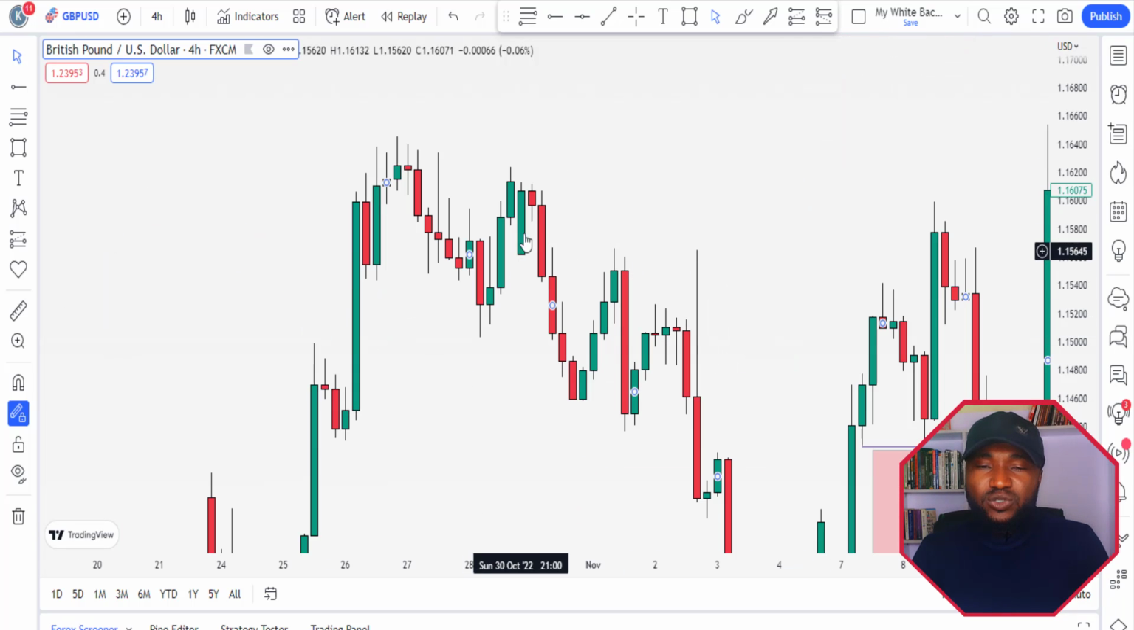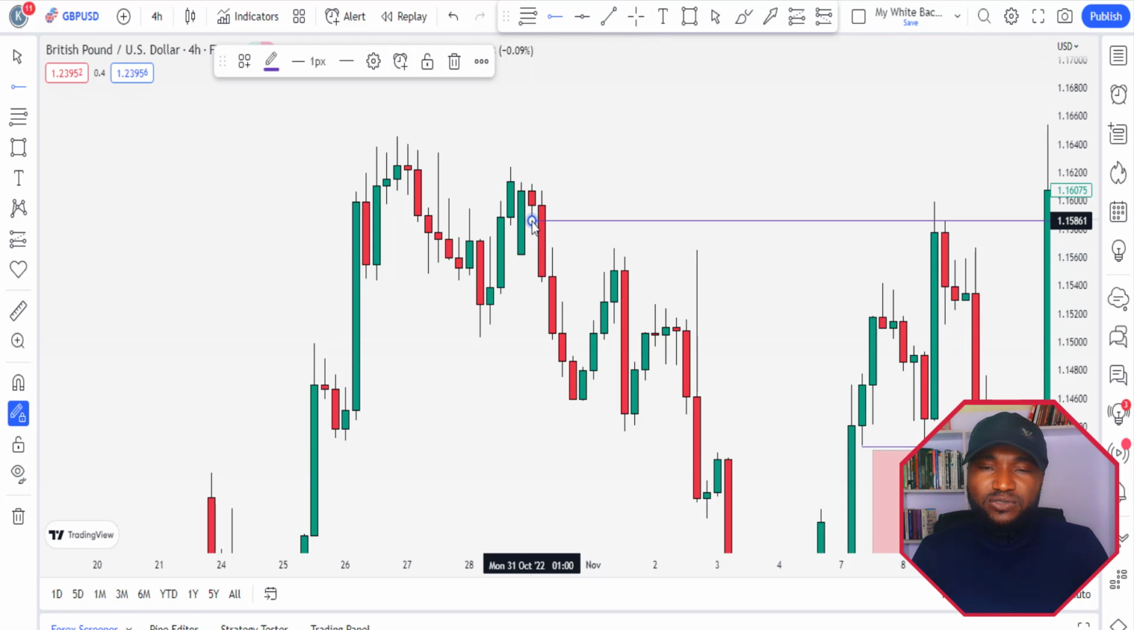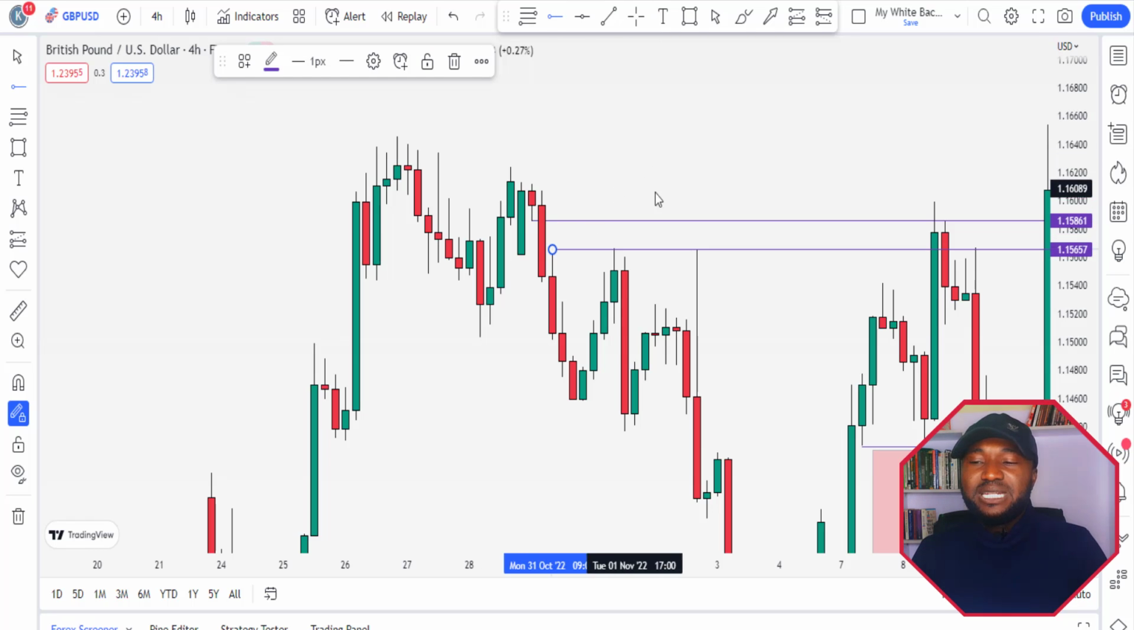So right here you can see 1, 2, 3. This time around in a down candle, we can see this level. The low of this candle is not linked to the high of this candle. It's not linked to the high of this candle. Look at what happened here.